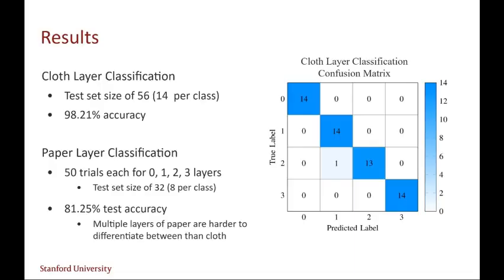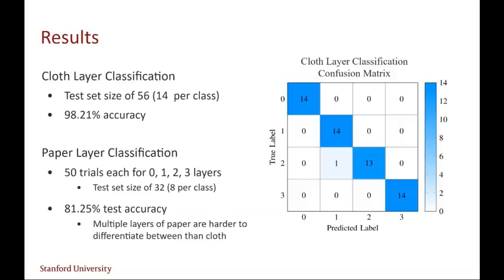To evaluate our method's performance on other thin materials, we also performed the task on standard printer paper. Data was obtained using the same process, with 50 trials collected for each class in total. When trained and tested with this paper data, our method achieved a test accuracy of 81%. This lower accuracy is because multiple layers of paper are much harder to differentiate between than with cloth.